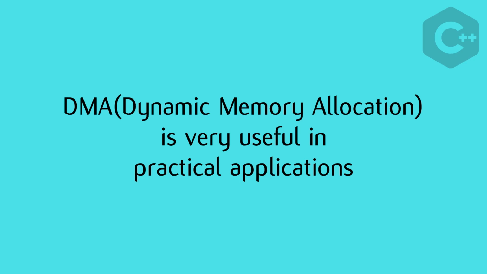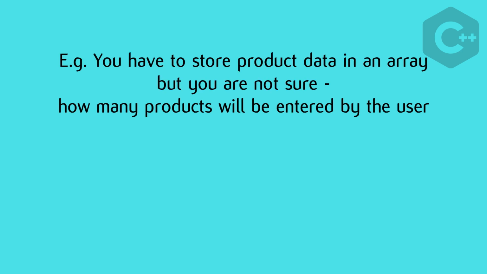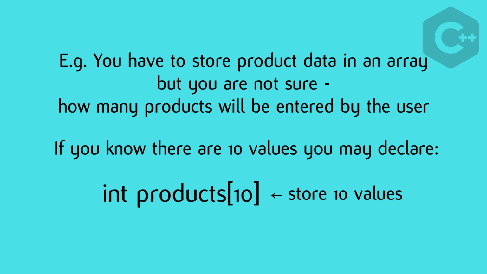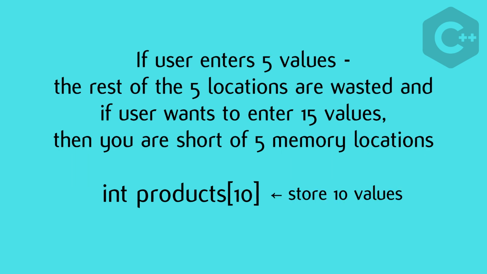DMA or dynamic memory allocation is very useful in practical applications. Let's take an example. You have to store product data in an array, but you are not sure how many products will be entered by the user. If you know there are 10 values, you may declare int products of 10, and this will store 10 values. But if the user enters 5 values, the rest of the 5 locations are wasted, and if the user wants to enter 15 values, then you are short of 5 memory locations.